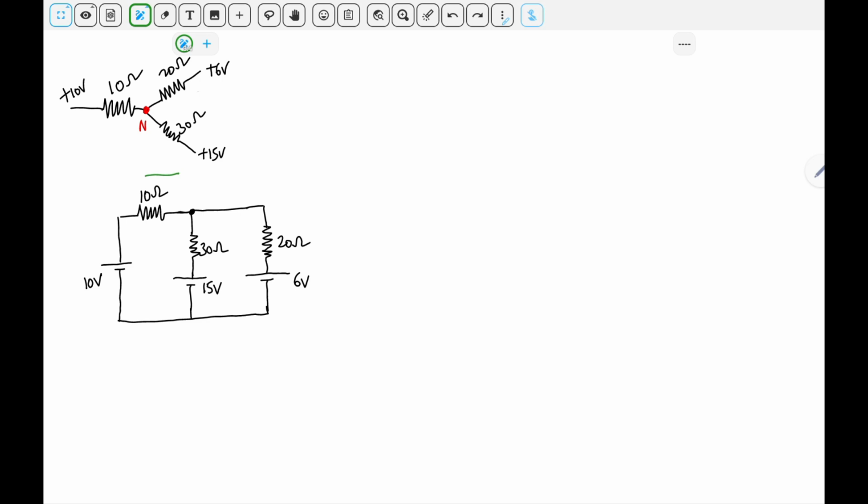When we are applying mesh analysis, what we generally do is we first identify the number of meshes or loops in the circuit. For each mesh, we will allot a separate current. So for the first loop, I am assuming the current as I1, and for the second loop, I am assuming the current as I2.